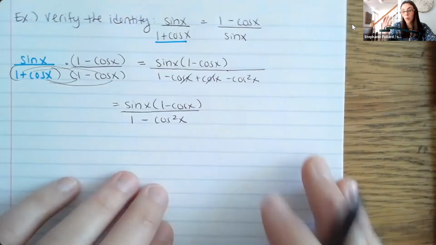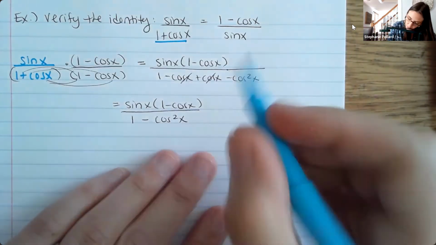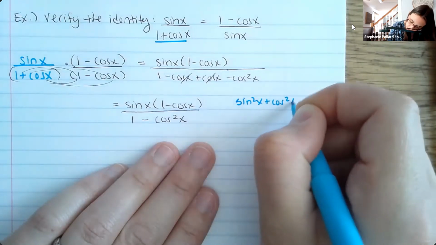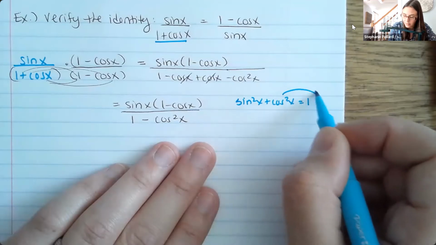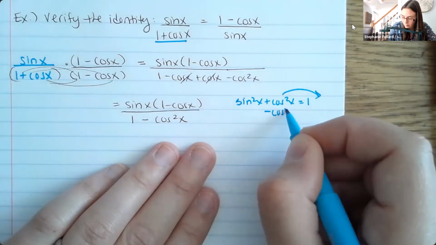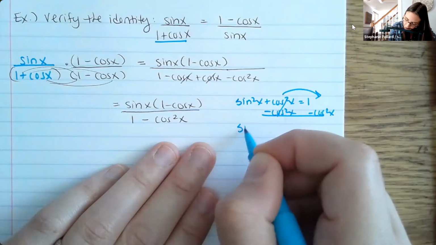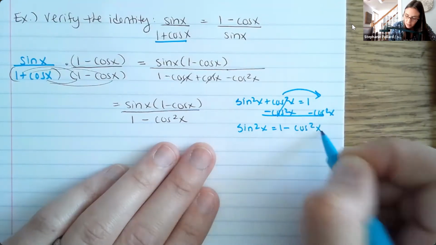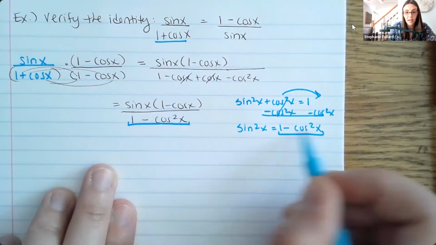Now, when I start seeing squares, I start thinking about those Pythagorean identities. So remember that sine squared plus cosine squared is equal to 1. If I bring this cosine squared to the other side by subtracting it, I see that sine squared x is 1 minus cosine squared x. So I can go ahead and make this substitution here and replace that with sine squared instead.